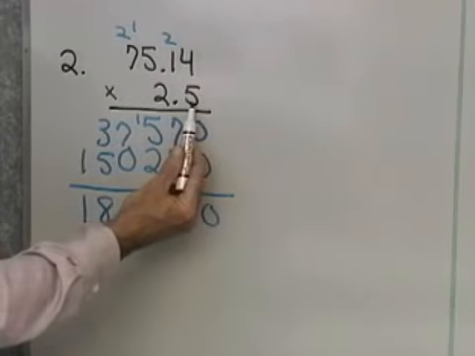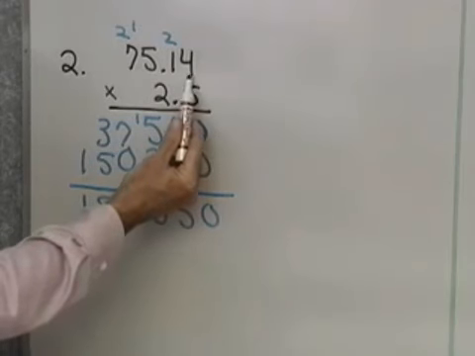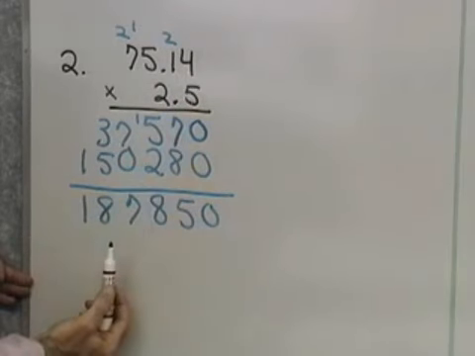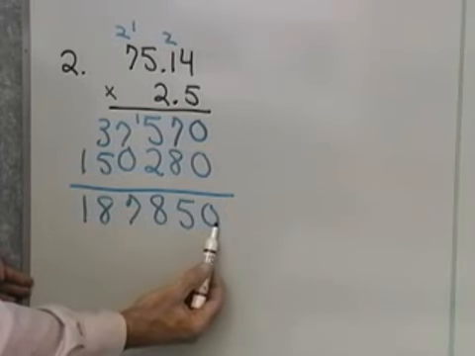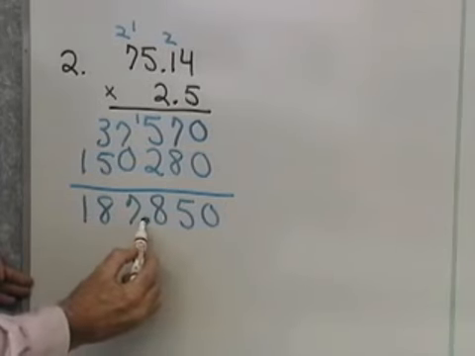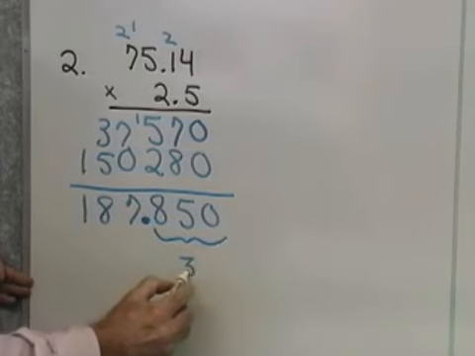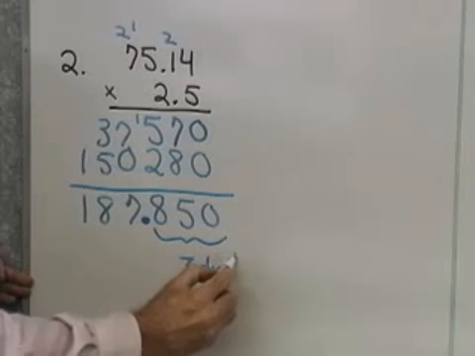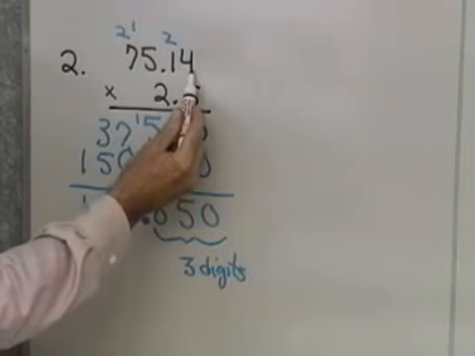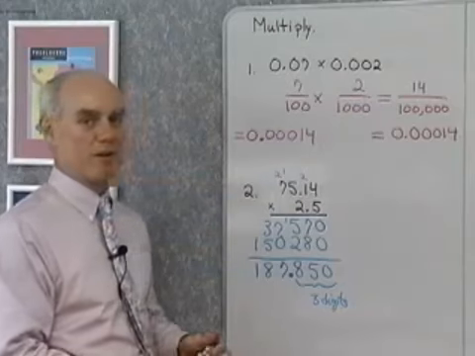Now I look to my original two numbers, and I have 1, 2, 3 digits to the right of the decimal point in the original two numbers I multiplied. I need exactly 3 digits to the right of the decimal point in the answer then. So that's why I put the decimal point there, because there's 3 digits here, and there's 1 plus 2 digits here, and that's a total of 3 digits.